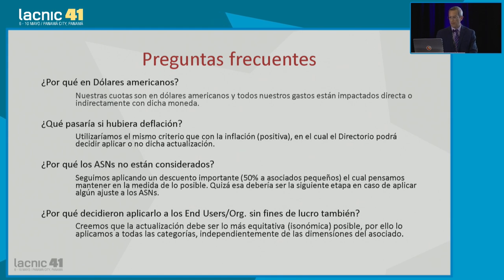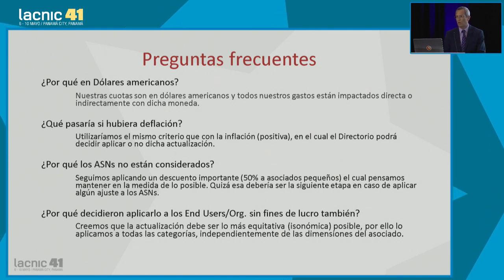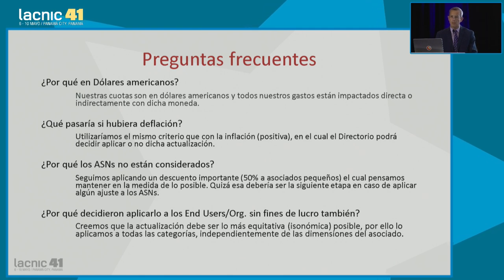What would occur if all of a sudden we would have deflation? This is not very likely, considering the situation in past years, but we would be following the same criterion that we have in this proposal, in the sense that with positive inflation, the board might decide to apply or not this update. Another question is, why are the ASNs not considered? And this is because we apply a discount to ASNs for the smaller categories, a 50% discount for the smaller categories. And we think that the first thing would be to consider withdrawing or removing that discount and then updating these.